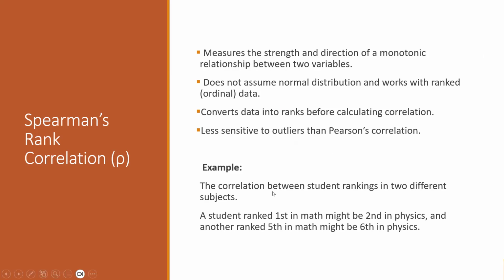So for example, the correlation between student rankings in two subjects. A student ranked first in maths might be second in physics, and another ranked fifth in maths might be sixth in physics. So as you can see, we are not going to compare their marks or obtained marks in this. We are going to use their ranks in this type of correlation.